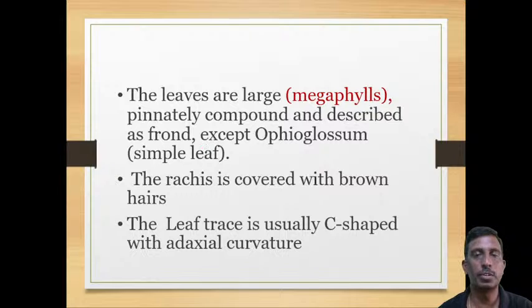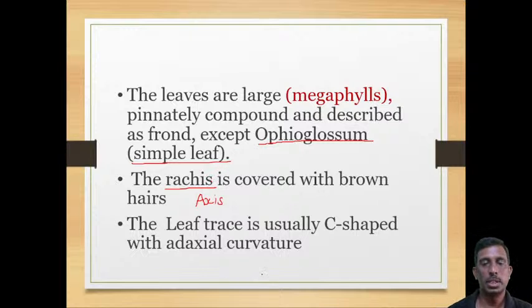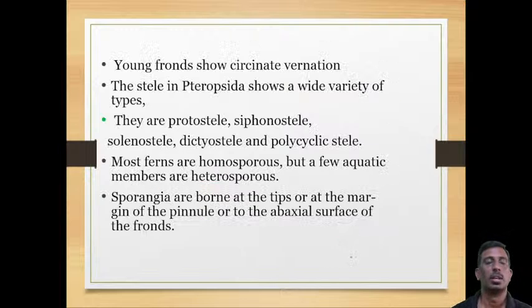Except Ophioglossum, which belongs to Pteropsida and has simple leaves. In a pinnately compound leaf, the axis is called the rachis, which has brown hairs. In the stele, they have leaf traces which are C-shaped. The young leaves show circinate vernation, which means they show coiling like a watch spring.